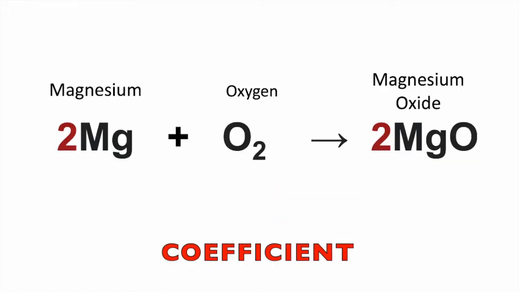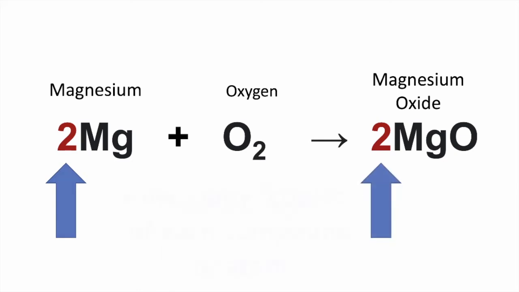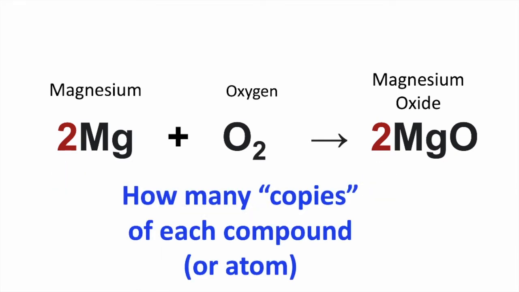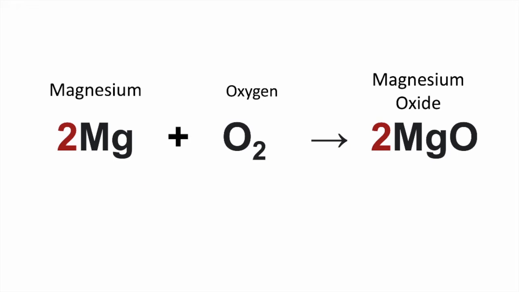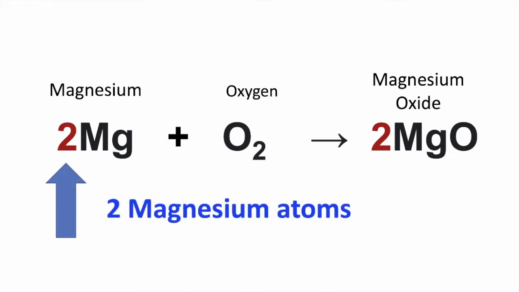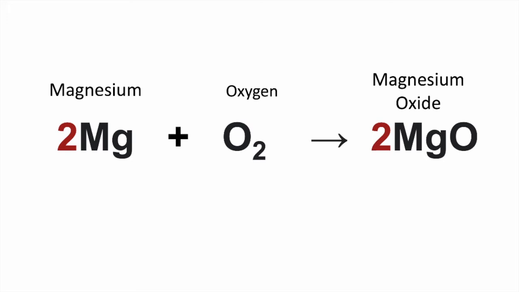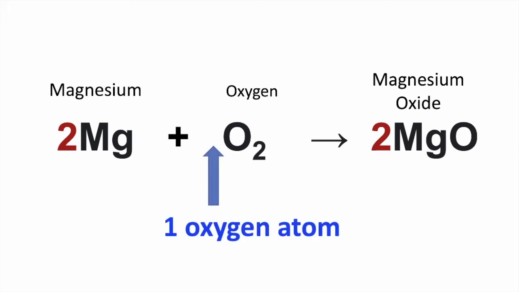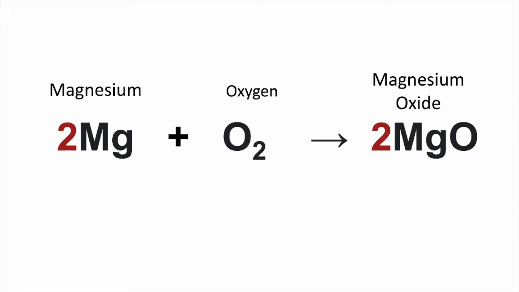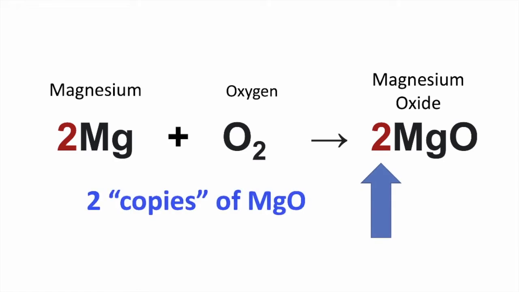The coefficient is a number that is sometimes found on the left of the compound or element. It tells us the number of copies we have of the compound or element. In this example, the coefficient 2 in front of the magnesium atom tells us that there are 2 magnesium atoms in each reaction. There is no coefficient in front of the oxygen molecule, and this means there's only 1 of these in the reaction. The coefficient 2 in front of magnesium oxide tells us that 2 copies of this compound are produced during the chemical reaction.